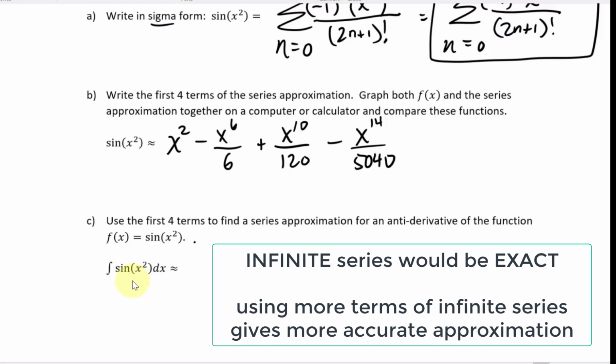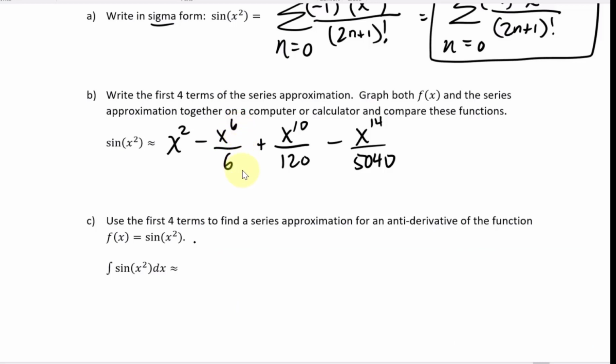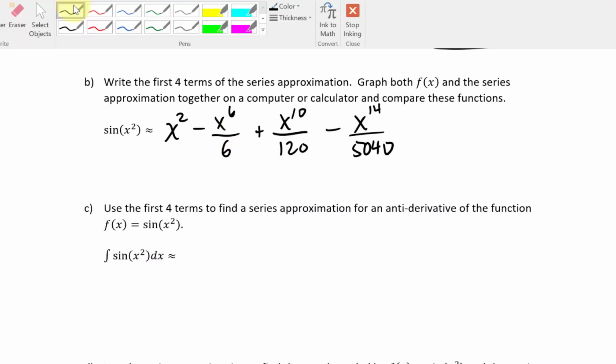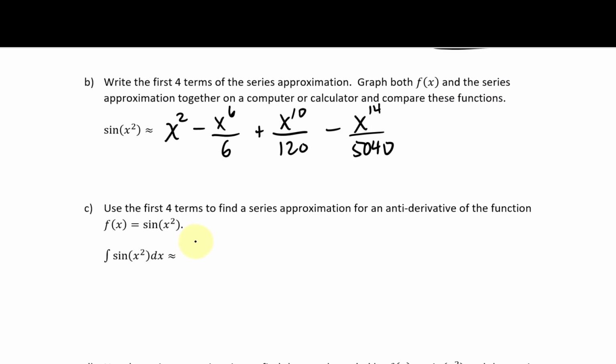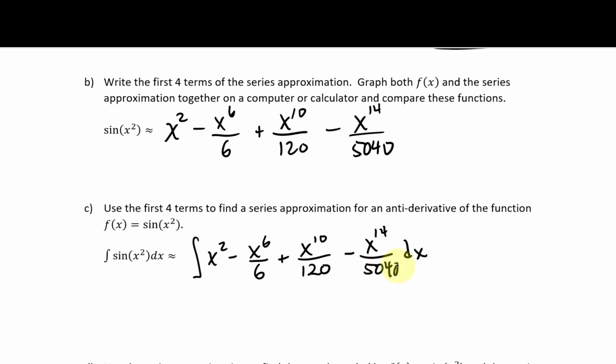They are particularly useful because we can integrate the polynomial. It's easy. So what I'm going to do is integrate this whole thing, and all you have to do is go with the power rule. You're going to get x cubed over 3, and then x to the 7 divided by 6 times 7, so it puts a 42 on the bottom. What I'm trying to say is that I want to integrate this function here, and that is an approximation to the antiderivative of sine of x squared.